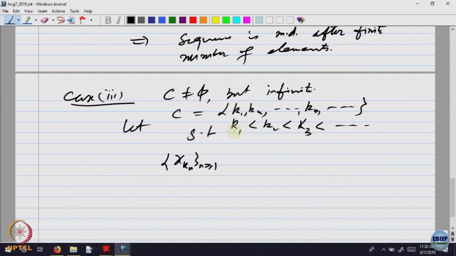Right? k2 is bigger than k1. So, x_k2 should be bigger than x_k1, right? So, this is a monotonically increasing sequence. Is that okay? Because all are elements of C. k_(n+1) is bigger than k_n, so x_k(n+1) should be bigger than or equal to x_kn, because they are in C. So, I have got an infinite number of elements of the sequence that form a subsequence which is monotonically increasing. Is that okay? Everybody clear about it? Right?